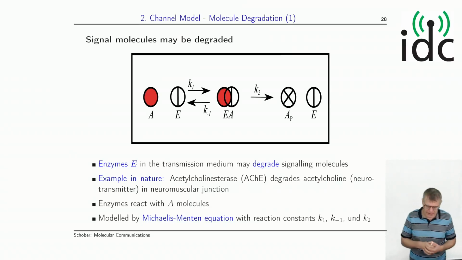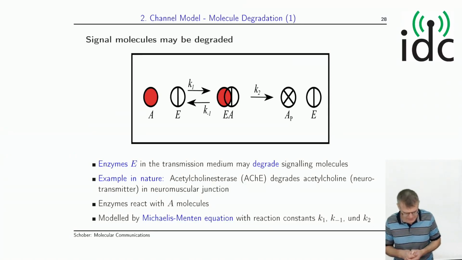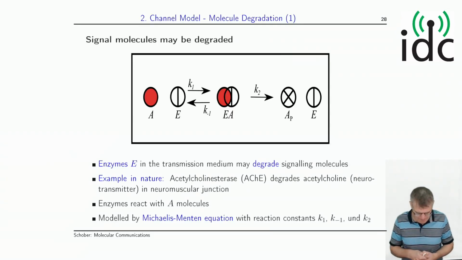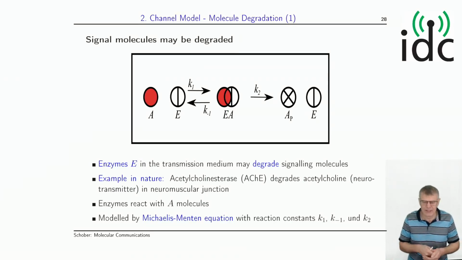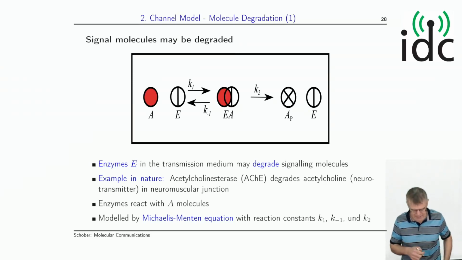The third phenomenon that I would like to consider here is the degradation of signaling molecules in the channel. So not all signaling molecules that are released remain in the channel. Some of them are degraded. Either they degrade by themselves, and with degradation we mean that they are converted to a different type of molecule that cannot be recognized at the receiver anymore. One mechanism that helps this along is actually the degradation via enzymes.